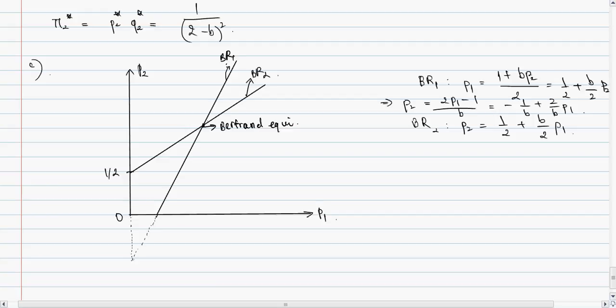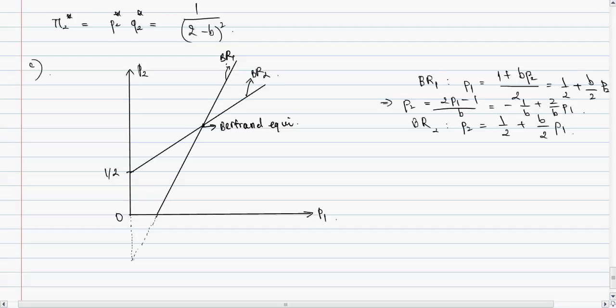Right, so the firms will be choosing P2 and P1 according to this equilibrium in order to maximize the profit in the Bertrand equilibrium. Now, if we have a change in B, so if we have an increase in B, what would happen? You can see B appears in the best response functions of both firms. So when B increases, the best response functions for both of the firms will be different.